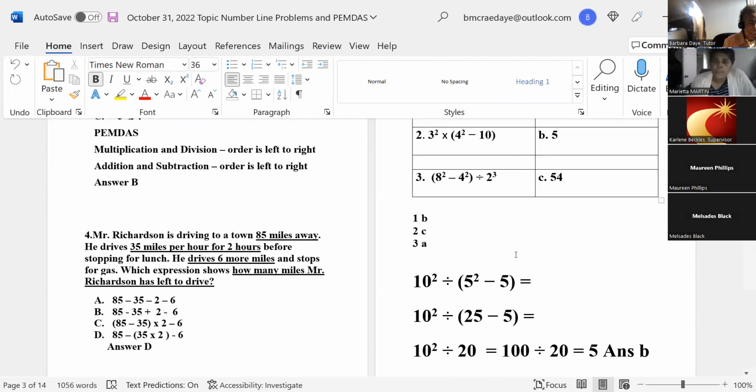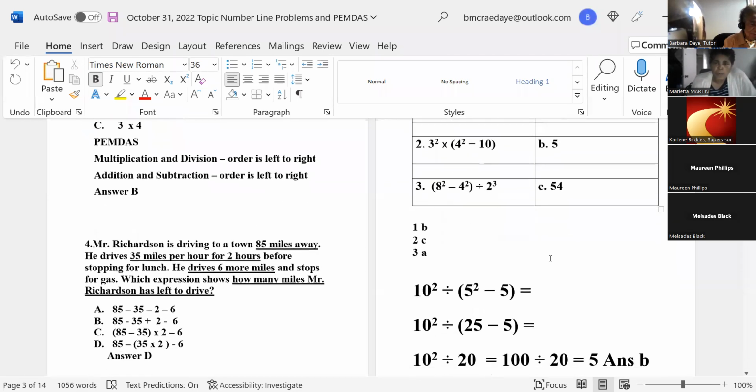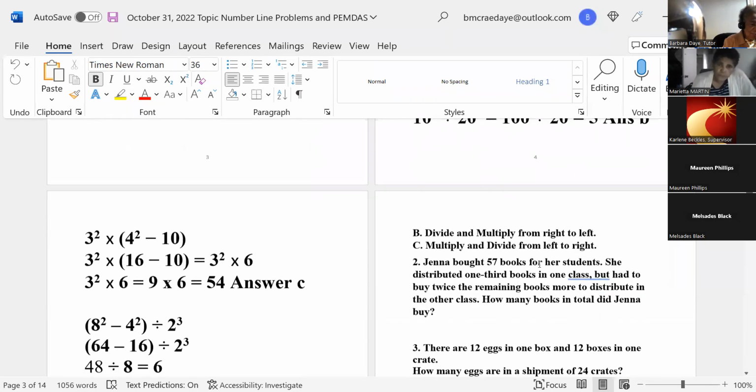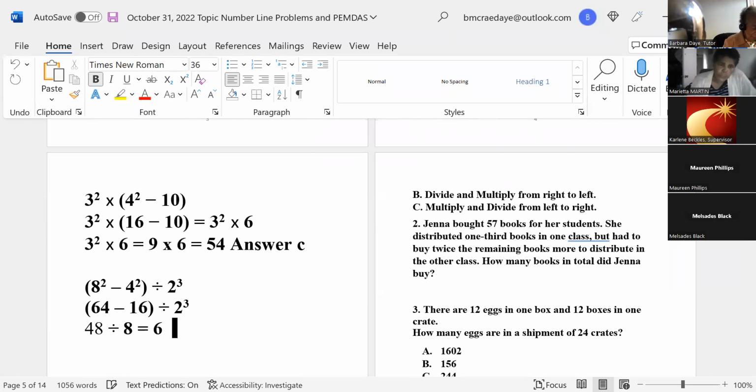6 is answer A. See, there's the table. Yes, answer A. So 6. Okay, answer A. Yay, I got all of them right. All right, very good.